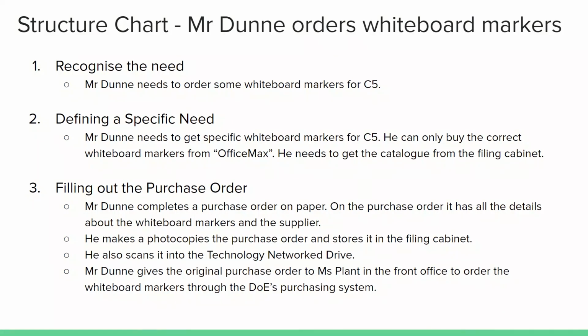So, I have a need. This is a situation: I need to get new whiteboard markers. They're over here. I don't have them yet. Don't touch them. Now, I need to define it. I need to find those markers. Where do I find it? I've got to get it from Office Max.